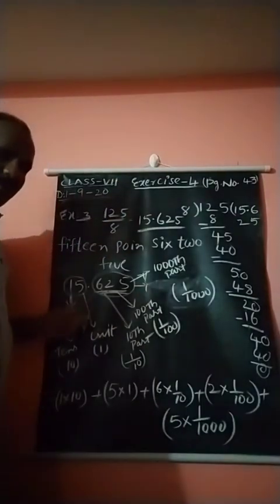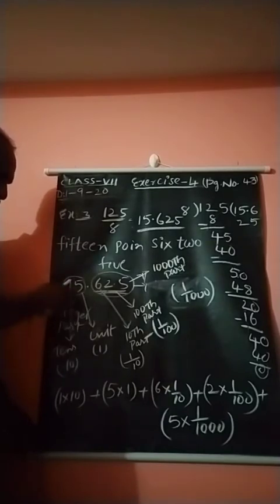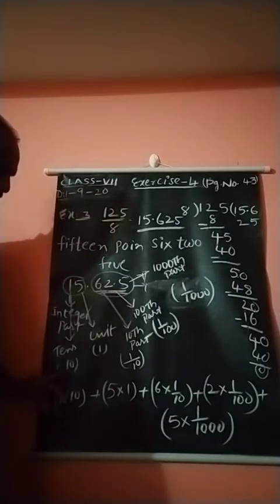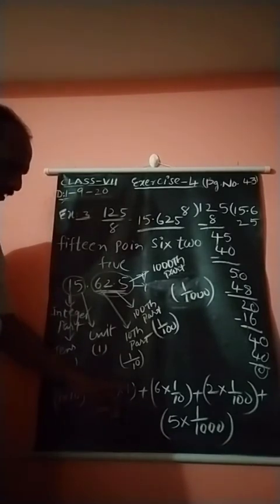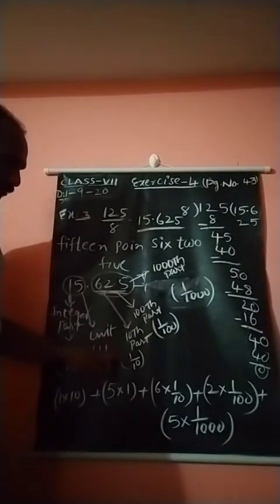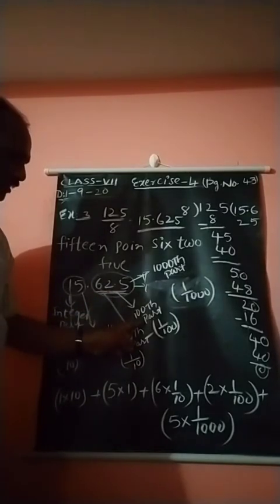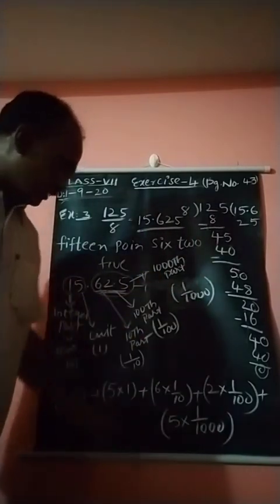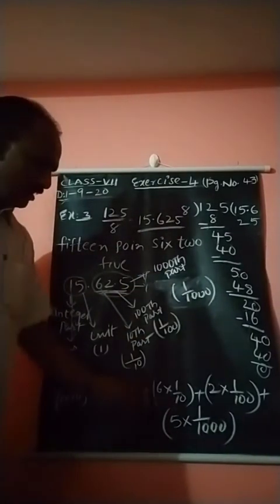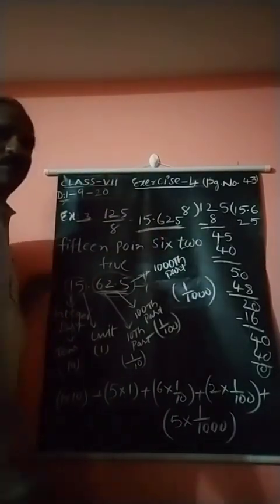15.625: 5 is the units place, 1 is the tens place. So 1 into 10, 5 into 1, plus 6 is the 10th part, 6 into 1 by 10. 2 is the 100th part, 2 into 1 by 100. 5 is the 1000th part, 1 by 1000. So this is the place value of this decimal number. 125 by 8 means 15.625.